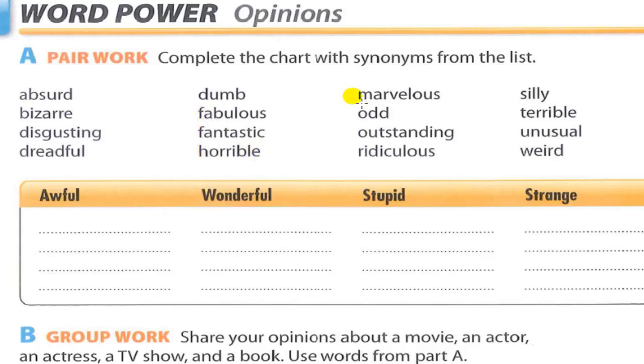Awful. Marvelous. Wonderful. Odd. Bizarre. Strange. Odd. Strange. Outstanding. Amazing. Ridiculous. Silly. Terrible. Too bad. Unusual. Strange. Unusual. Not usual. Un equals not. Famous. Unfamous. Usual. Weird. So we have here these groups: awful, wonderful, stupid, strange.